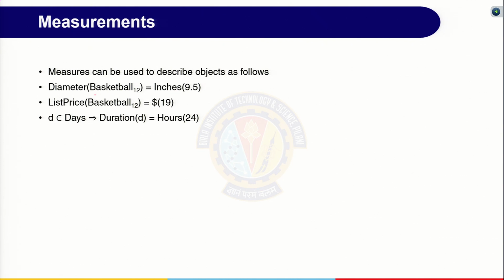So if you want to say that the basketball object would have a diameter measured in inches and the value will be 9.5 inches, you can use this measures notation to define properties of the objects. Similarly, the list price of basketball can be defined in measures with a dollar function.